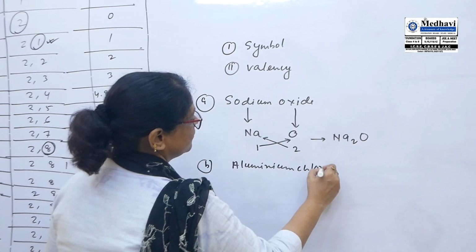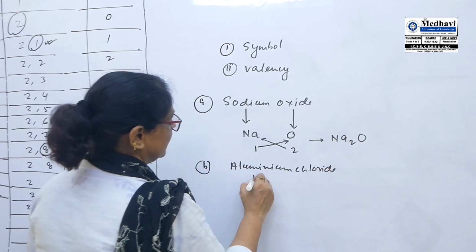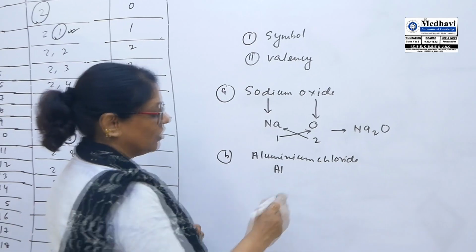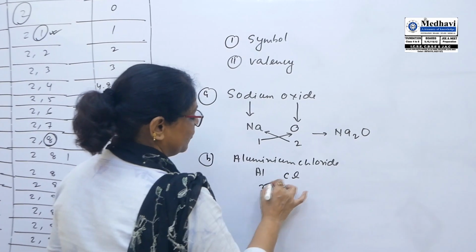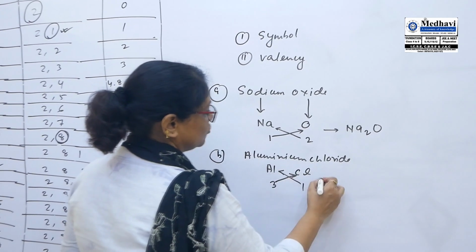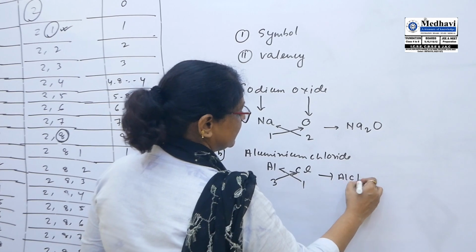Suppose you want to make the formula of aluminum chloride. Aluminum is Al, chlorine is Cl. Aluminum's valency is 3, chlorine's valency is 1. So we exchange them, and the formula will be AlCl3.